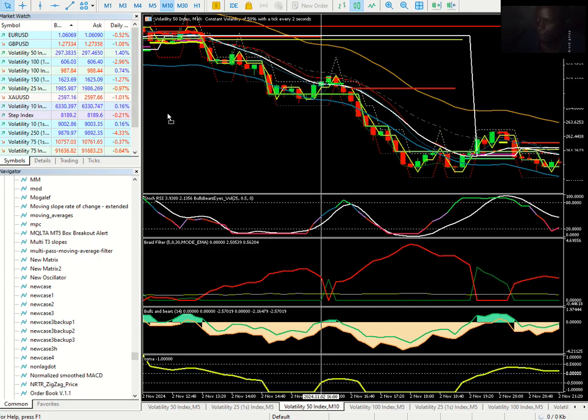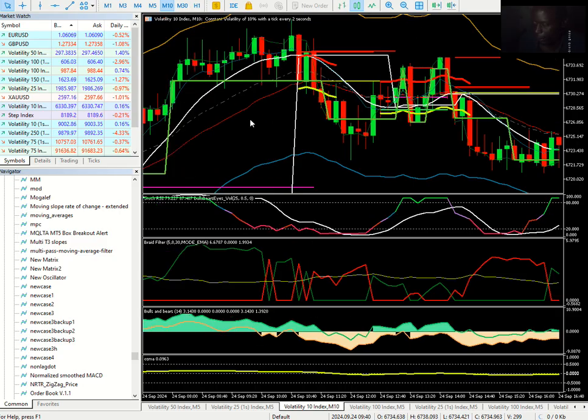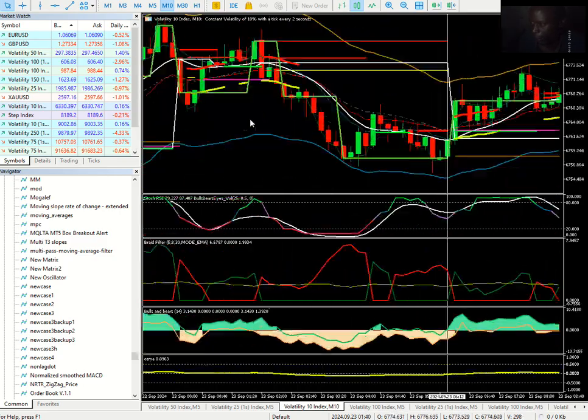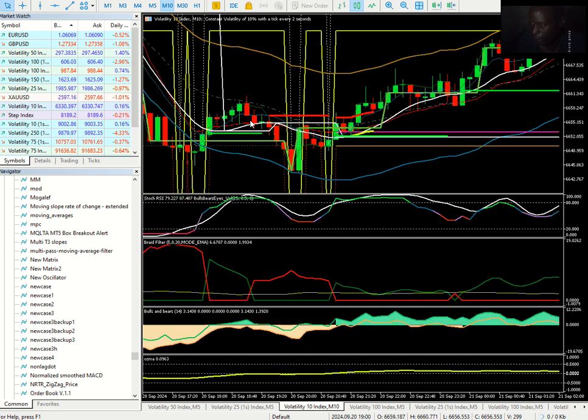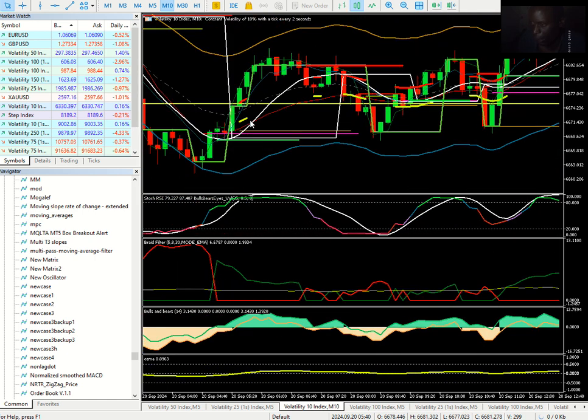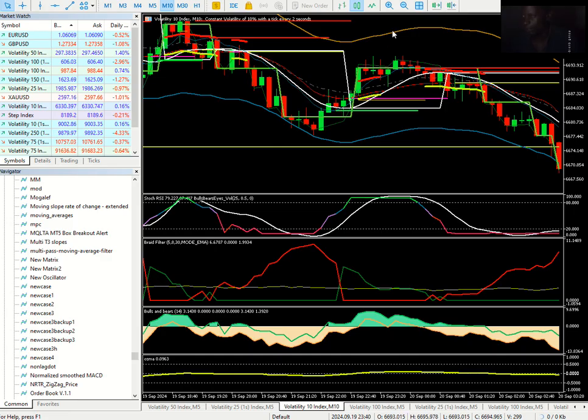Let's have another case. See that one, 18, 8. Yeah, this is another sell setup. As you can see, this is one of the greatest setups. Why do we take it as a sell setup?